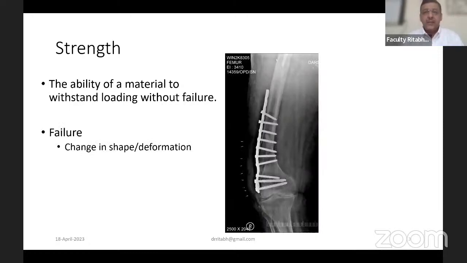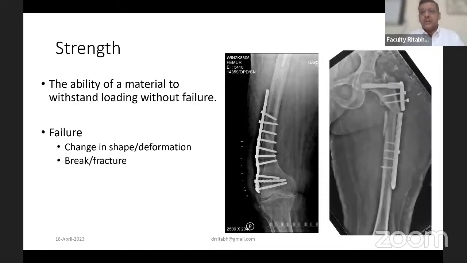In this case, we see a femur stem on the top of the image. During the surgery, the patient had an iatrogenic fracture. The staples are still visible. The fracture was fixed, but the plate has started deforming within 10 days of fixation. So this is failure. This tells us that the strength of the implant was not sufficient. Failure, on the other hand, could mean a break in the implant, which we more commonly see.